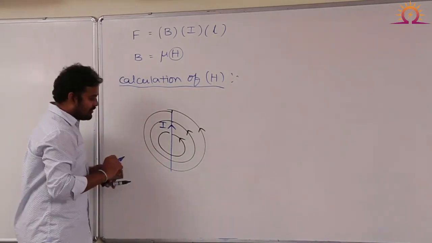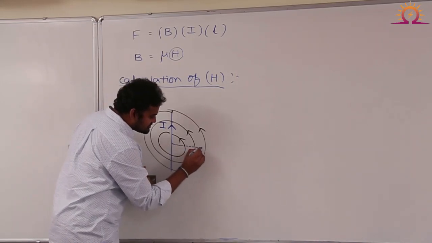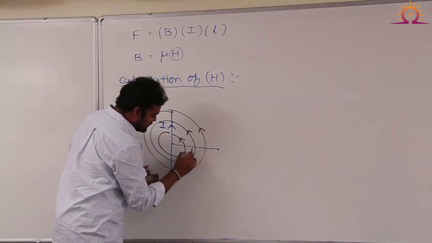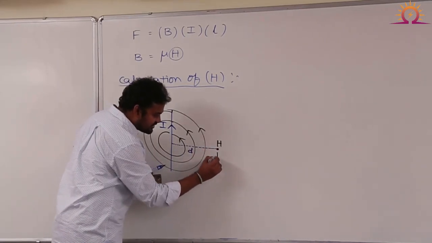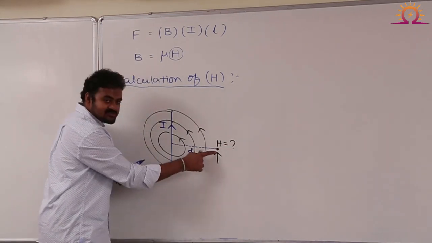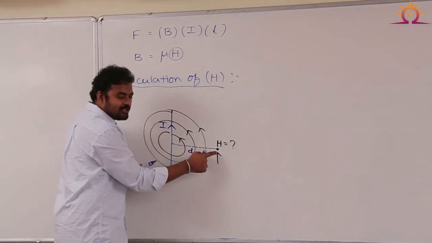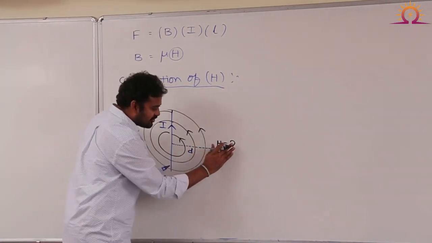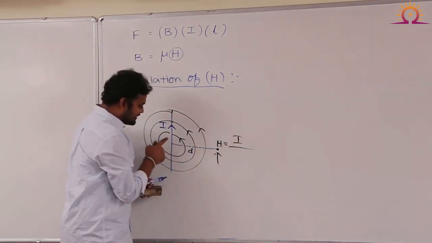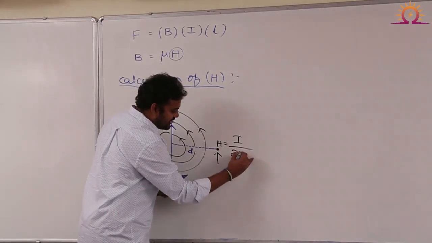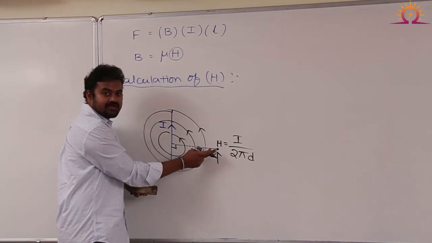Now, from this conductor, let us assume there is a distance called d. And I want to know the value of H at this particular point, which is d meters away from this conductor. What is the value of field intensity H? The standard formula for this field intensity is H equal to the current carried by the conductor divided by 2 pi d, where d is the perpendicular distance between the conductor and this particular point.